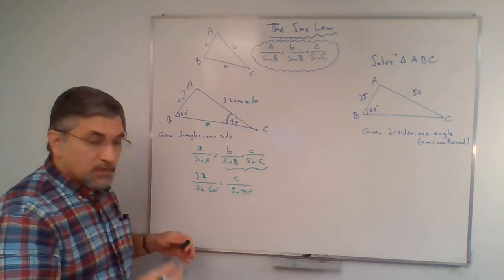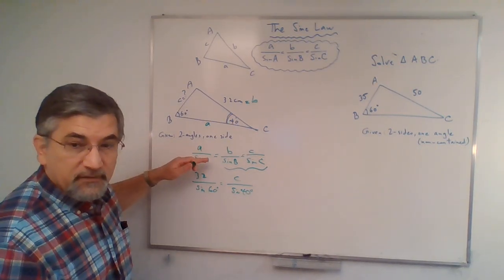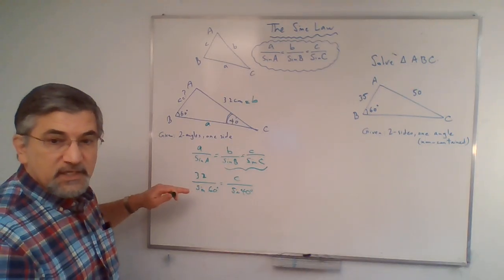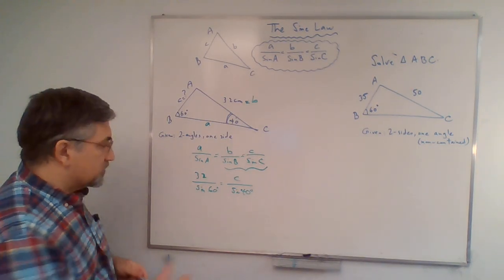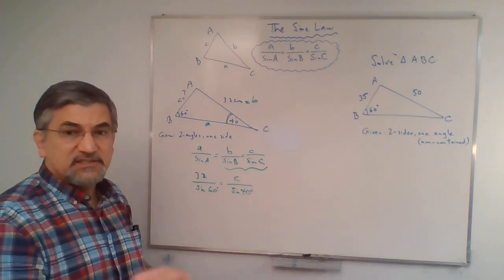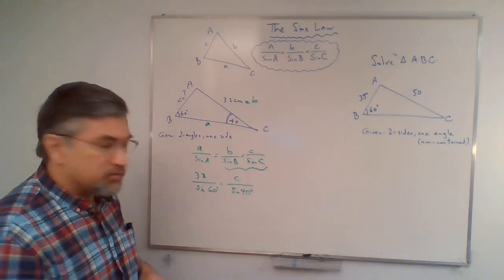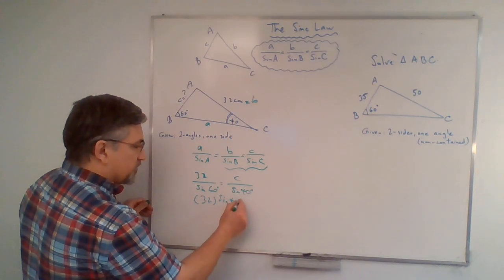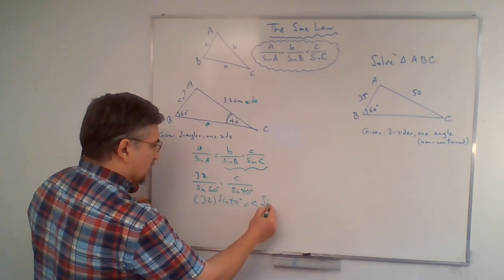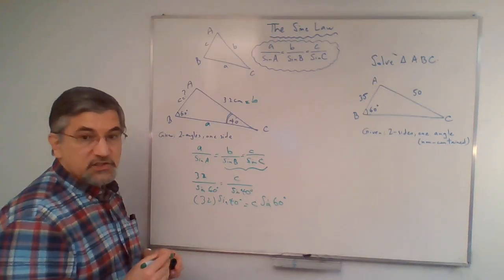Okay, we just substitute. So step one, you write the formulas down. Step two, you substitute the numbers. Step three, we have to solve this proportion. How do you solve proportions? The best and fastest and easiest way is to cross multiply. So we go 32 times sine of 40 equals c times sine of 60 degrees.